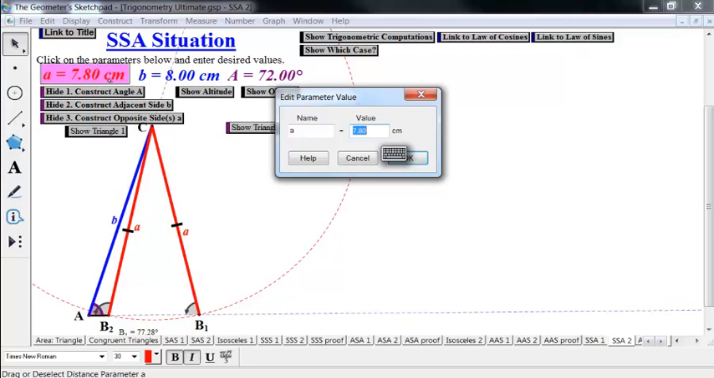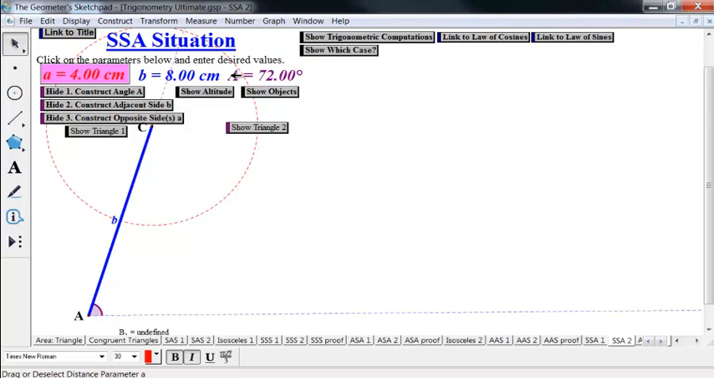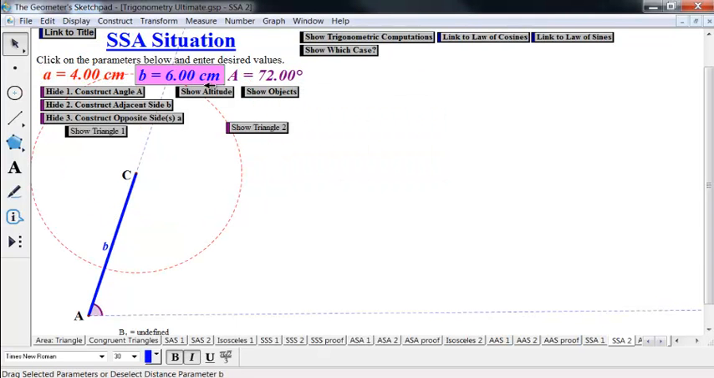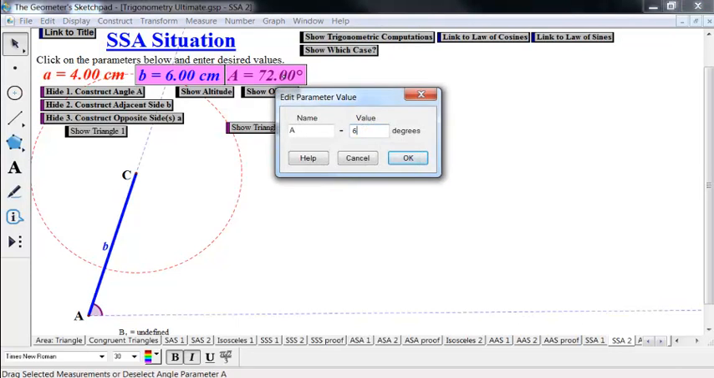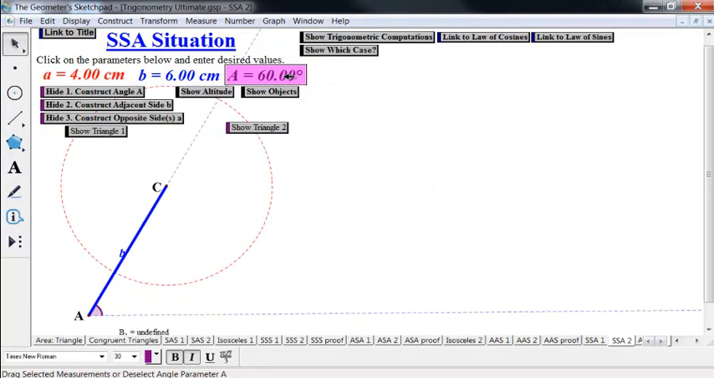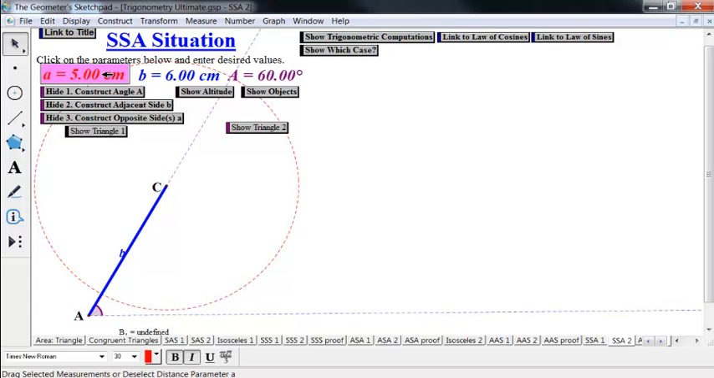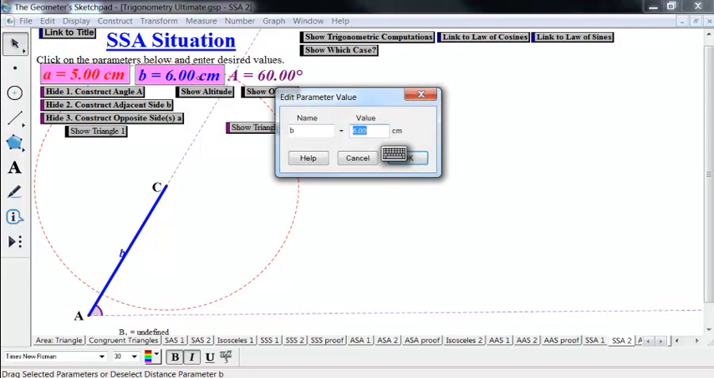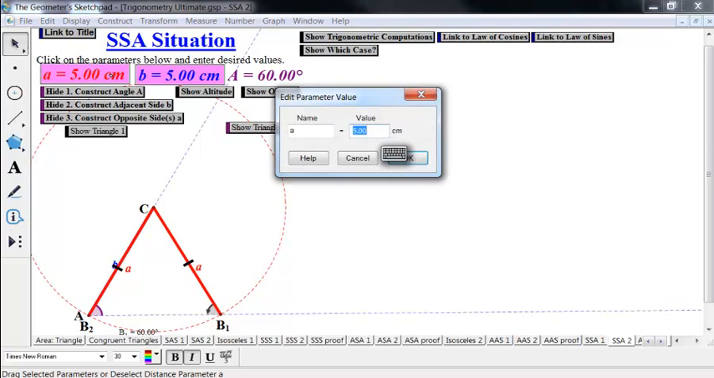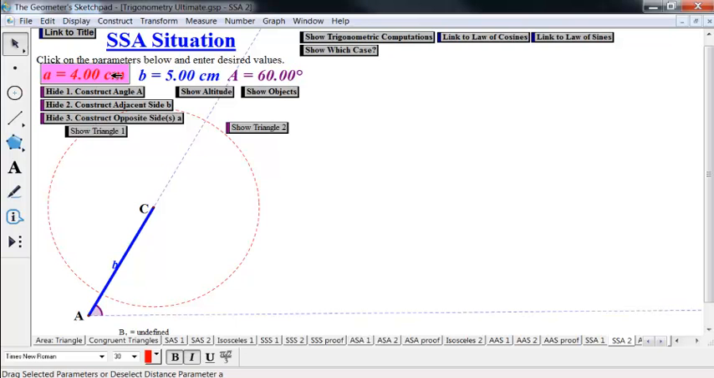So we can put in some numbers here. Let's let A be 4. Let's let B be 6. And let's let the angle be 60 degrees. And we can see that there's no solution in this case. Okay, if we let this be a little bit bigger, let's let this be 5, and let B be 5, and this one be 4, then it doesn't reach.